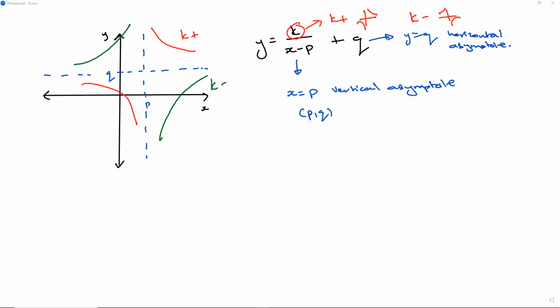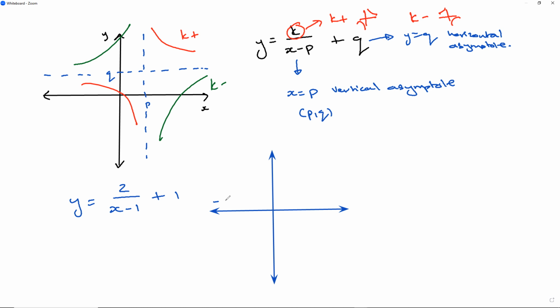All right, so let's look at two examples over here. Let's have a look at an example where we have the following: y equals 2 over x minus 1 plus 1. Then this particular hyperbola will center around positive 1, positive 1. That's where the asymptotes will be found.